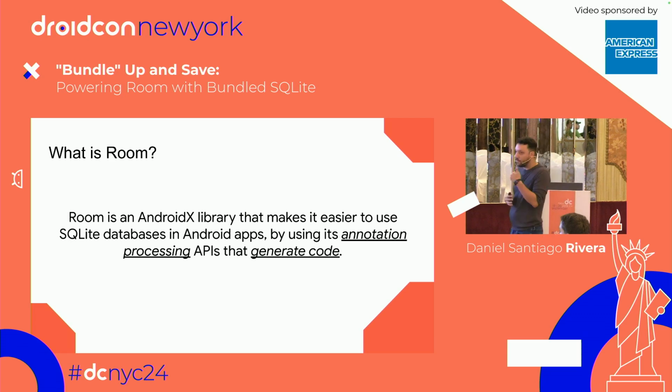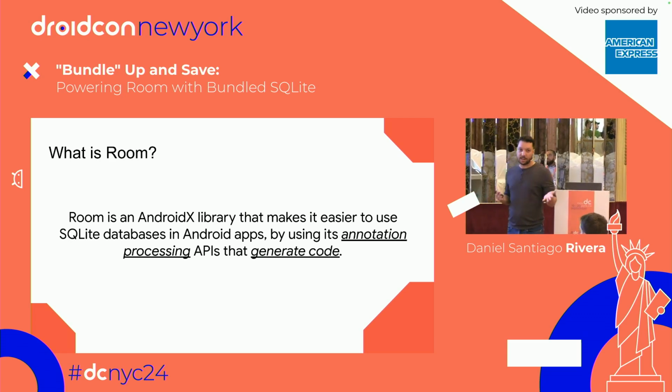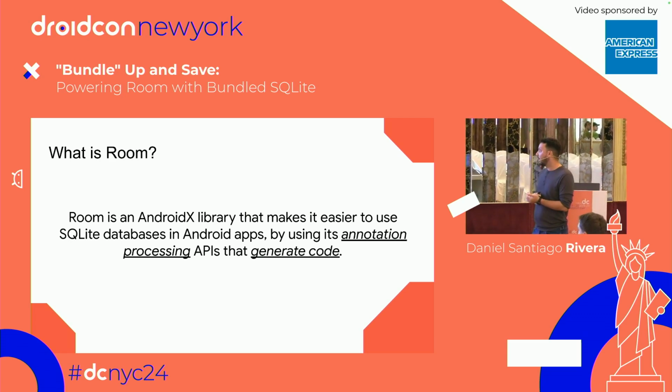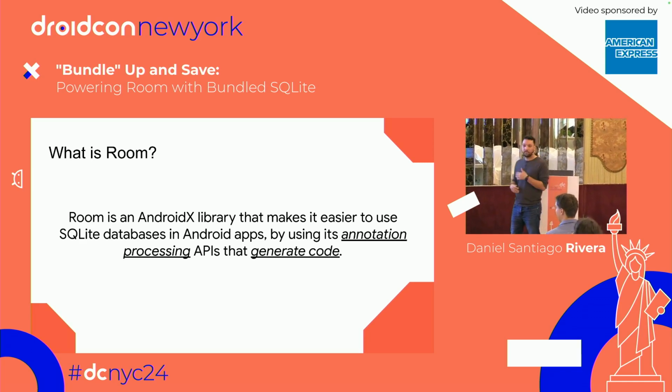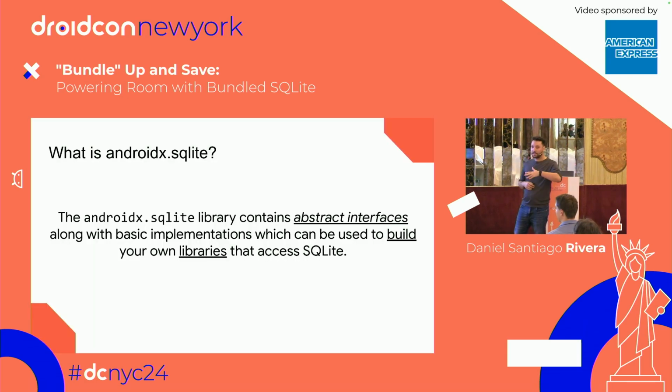What is Room? If you've never heard about it, it is just an Android X library that helps you use SQLite databases in your app. It uses annotation processing and code generation. That's about it. Room uses Android X SQLite, and this definition, you might not have seen it, but Android X SQLite is just a library that has interfaces to help you build other libraries that use SQLite, like Room.